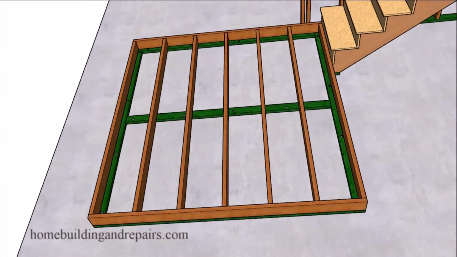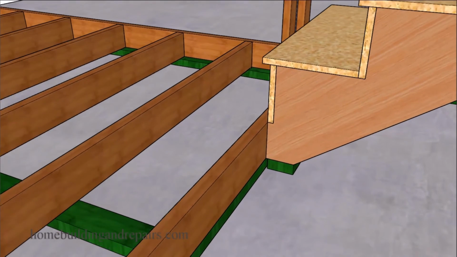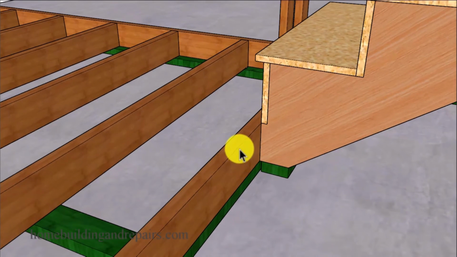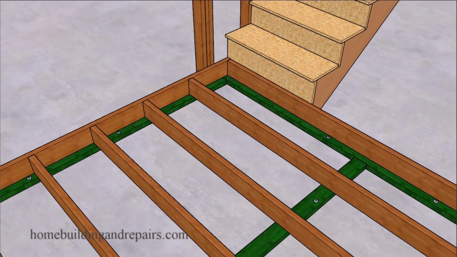And for those of you who have noticed, we have cut the ends of the stringer off so that we could butt the joist up against the stringer. And again, another idea that you can use if that's going to work better.